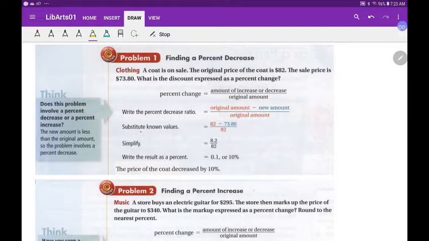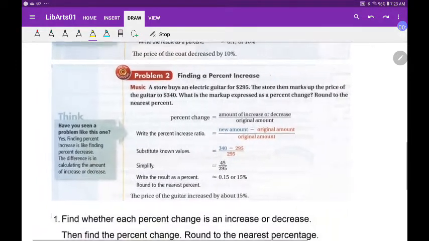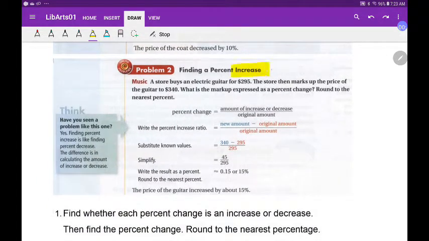Okay, so our book shows two different ways to find a percent change. One's a percent decrease, and that's when you know it's going to be negative. But they set it up so that it's not negative, but then you just know it's going down. So to me, that's negative. And then they also have one where it's an increase, so of course that should be positive.